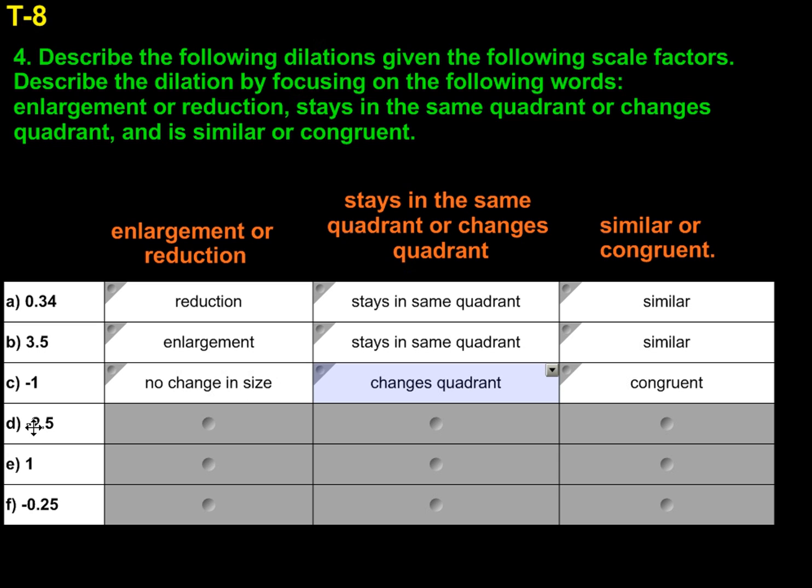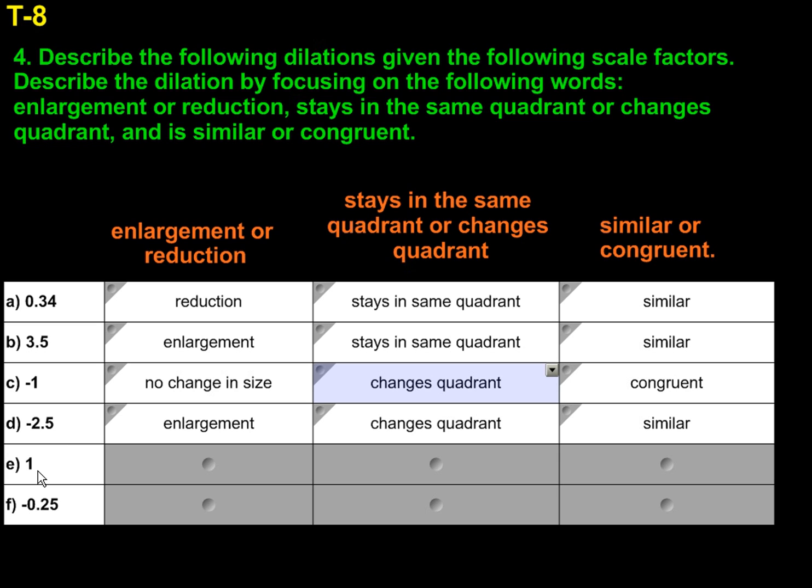For D, we have a -2.5. Putting the negative aside for a moment, is it an enlargement or a reduction? Well, 2.5 would be bigger than 1, so it has to be an enlargement. Is it going to stay in the same quadrant or change? The negative sign indicates it's going to change. And is it going to be similar or congruent? The fact that it's an enlargement indicates that it has to be similar.